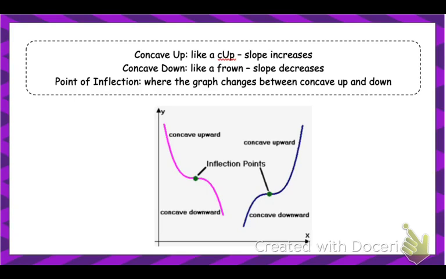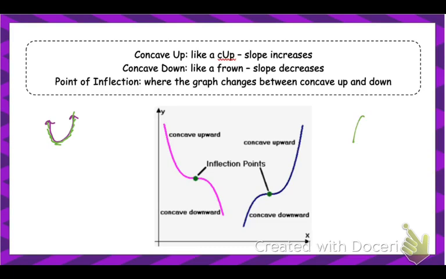One of the easiest things to remember: concave up looks like a cup. Your slope is increasing if it's concave up. Something like your basic quadratic function is concave up, because if you were to take the slope across that graph, each time that slope is getting bigger and bigger, even as it goes this way, because it's becoming closer and closer to 0. So that would be an example of concave up.